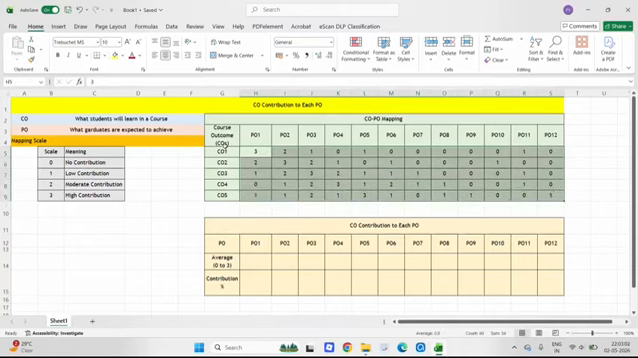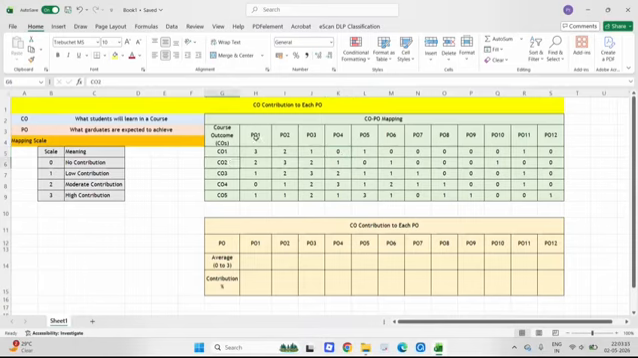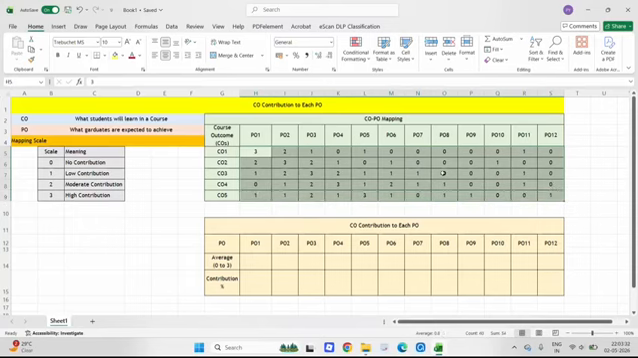Here you can see CO1 against PO1, this is high contribution. Again CO1 against PO2, this is a moderate contribution. Here you can see low contribution. Here you can see there is no contribution. In the same manner, CO2 against PO1 is moderate contribution. CO2 against PO2 is a high contribution. Again here you can see no contribution, no contribution, no contribution. So by using each PO against each CO, we can find out the contribution level, whether it is low contribution, no contribution, or high contribution.